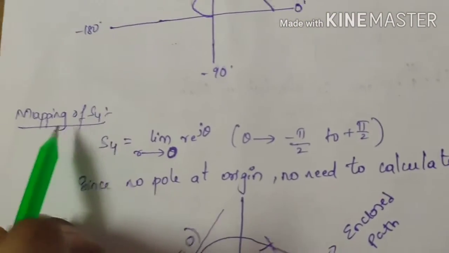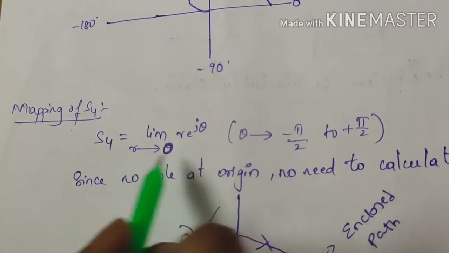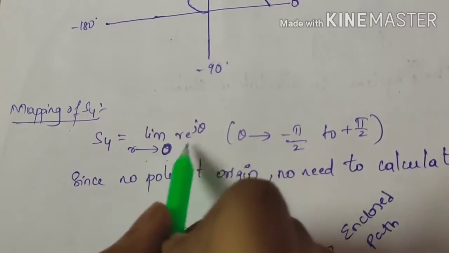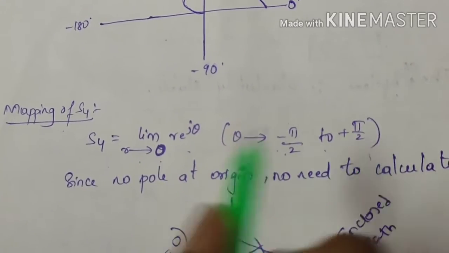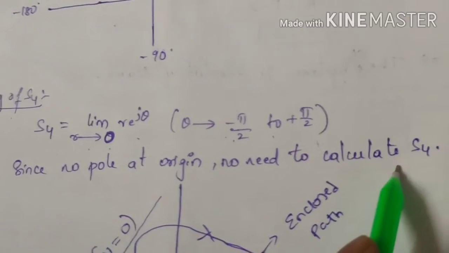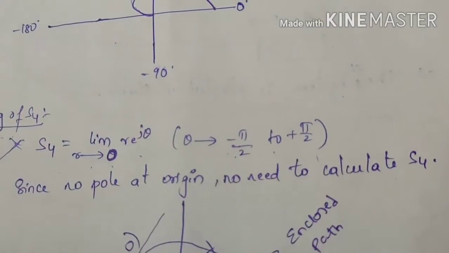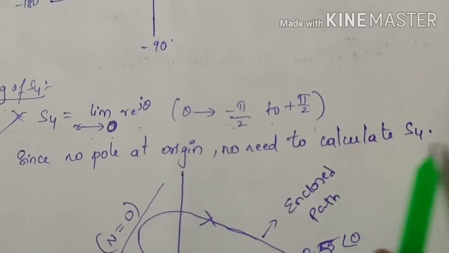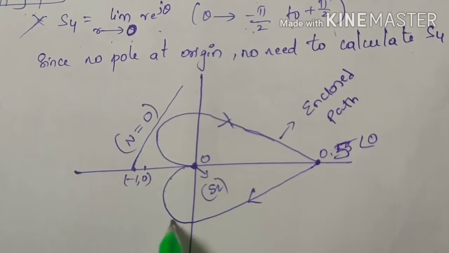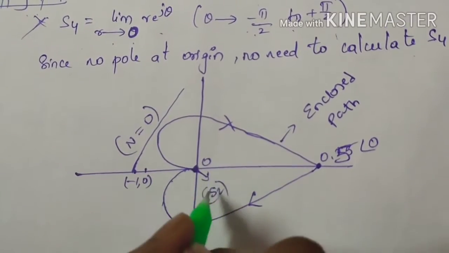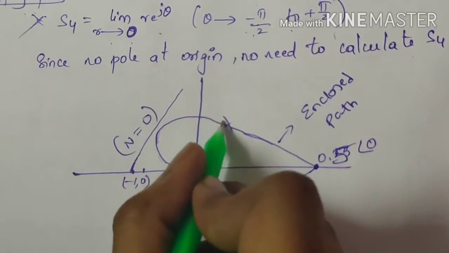Now coming to the mapping of S4. As I told, S4 is not required here, but I am telling the formula: S4 equals limit r tends to 0, r e^(jθ), where θ is varying from minus π/2 to plus π/2. As I told, there are no poles at the origin, so there is no need to calculate S4 in this problem. Finally, we have S1, which is traveling from here to here, and S2, whose value is 0. This is S2, radius 0, and again S3, which is traveling from here to here.